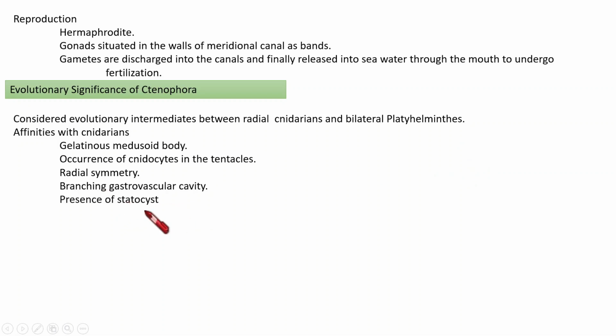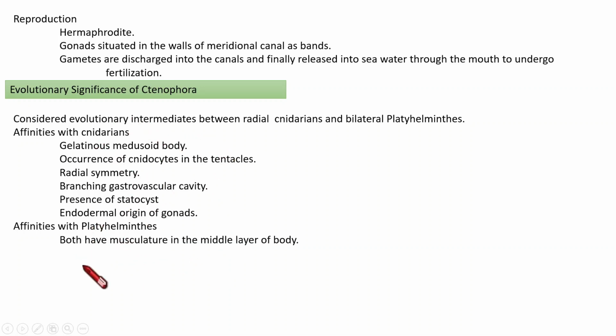Then statocyst is present in Cnidarians also. Here also in Ctenophora statocyst is present. And gonads, in the case of Cnidarians, are endodermal in origin. In ctenophores also, the gonads are endodermal in origin. So next we are going to see its affinity with the platyhelminths.